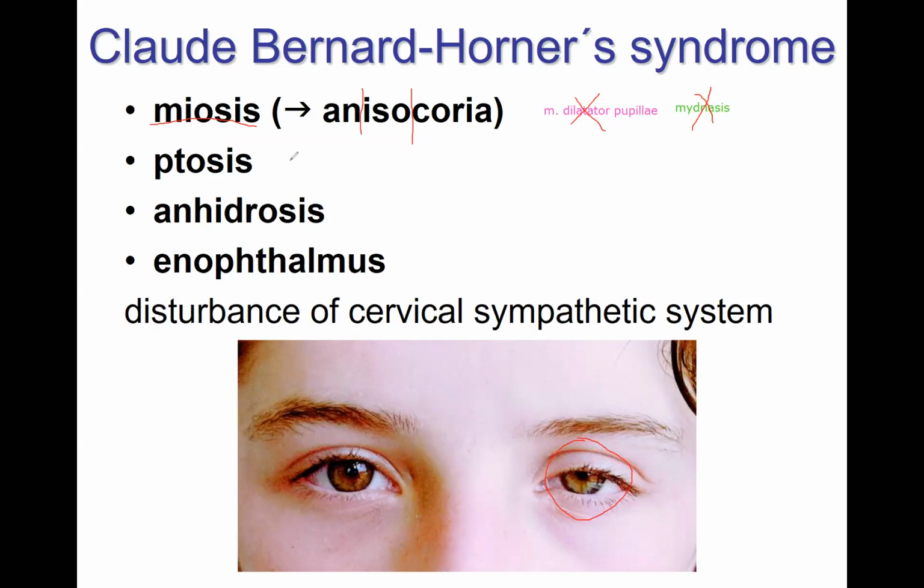Ptosis. We have here a muscle, and this muscle is called musculus tarsalis superior and inferior. Again, a smooth muscle, and this muscle is within the eyelid. Yeah, it's within the eyelid. So the function of these muscles is that they help to open the eye cleft.